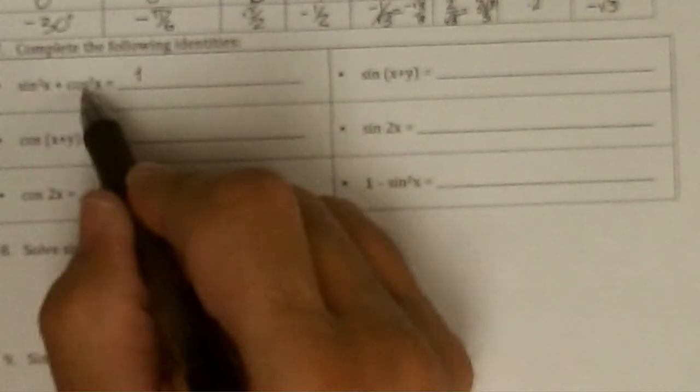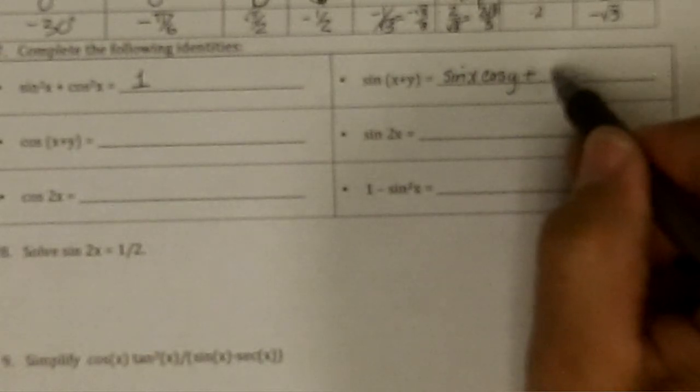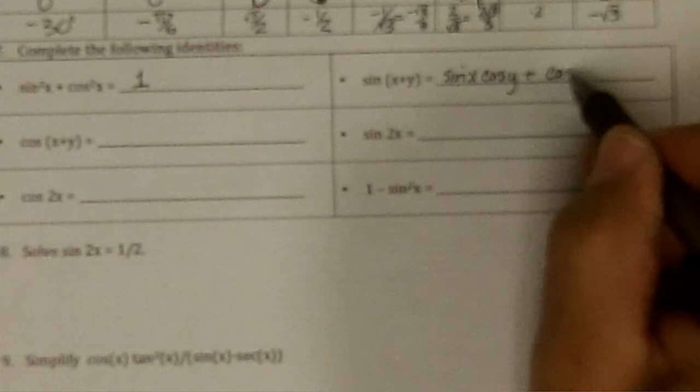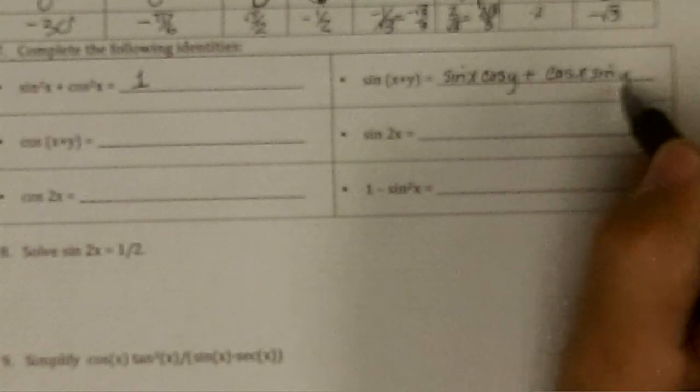Those, kind of remember those. Sine squared plus cosine squared. That's the Pythagorean Theorem in trig, and that's y squared plus x squared equals 1 on the unit circle. The sine of two angles added is the sine of the first one, cosine of the second, plus the same addition sign, keeps the same, the cosine of the first, sine of the second. That's it. Sum formula for two angles and the sine.